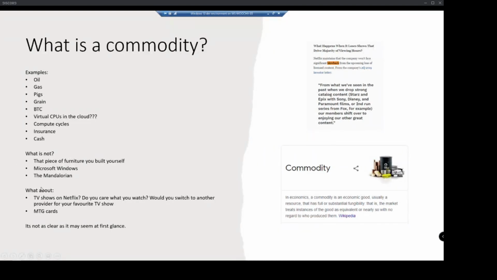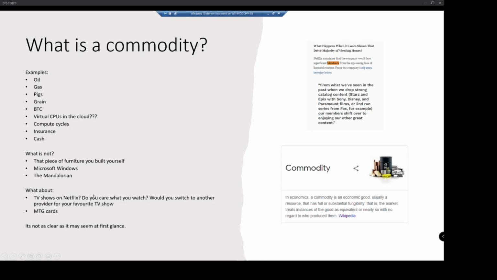And then here are some examples of what isn't a commodity. For example, if you build a piece of furniture yourself, that's not a commodity, because you care that it's the piece of furniture you built, and it has some intrinsic value to you, which you won't get by buying, say, a piece of IKEA furniture. Operating systems like Microsoft Windows are not commodities, because you can't easily swap Microsoft Windows for Linux, so you have to go and buy Windows. And The Mandalorian is not a commodity either, because you want to watch The Mandalorian.